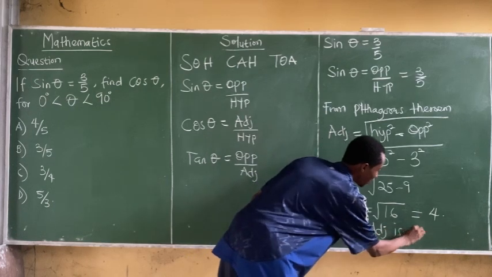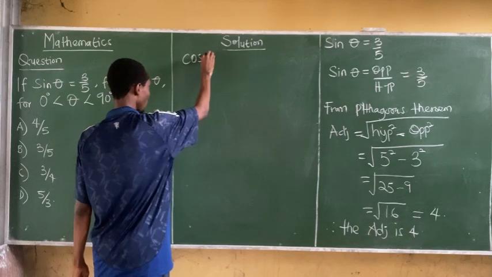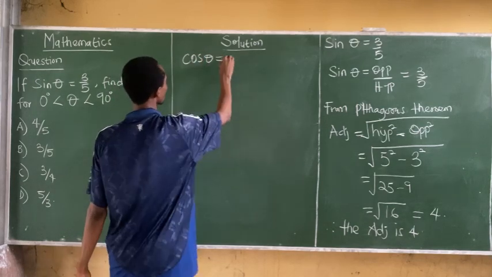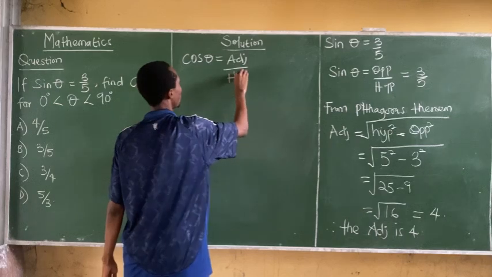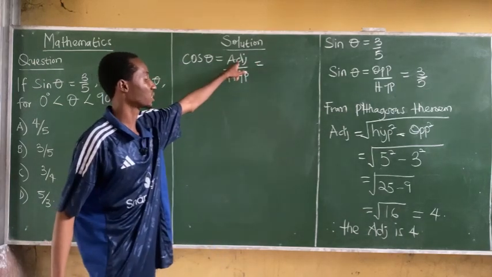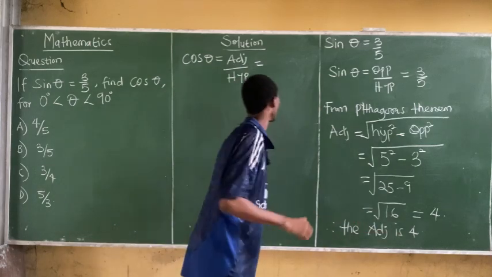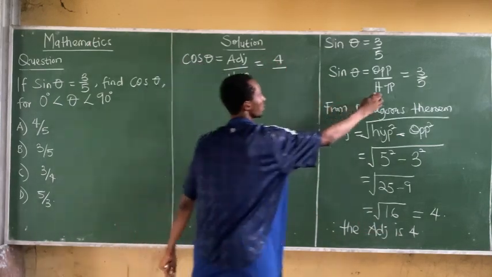Recall that cos theta is equal to adjacent over hypotenuse. Now we have the adjacent from the question. The adjacent is 4. We have solved for the adjacent. 4 over the hypotenuse is 5.